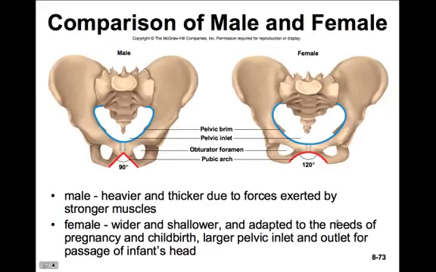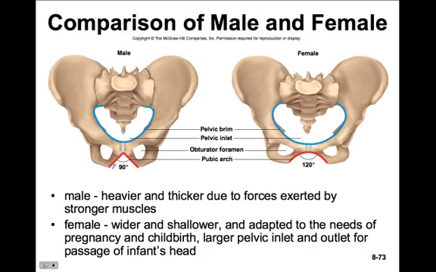Thus, it has a larger pelvic inlet and a larger pelvic outlet to allow passage of the infant's head. Look here in the male's pelvis. You can see that the coccyx turns in at a much sharper angle. It would be hard to get a baby's head through here without poking a hole in the top of it.